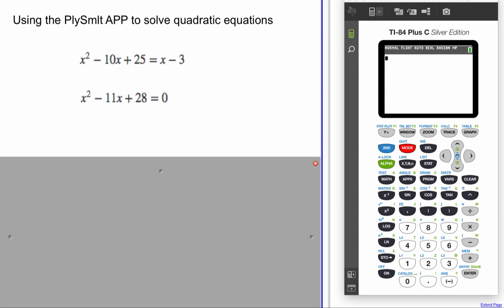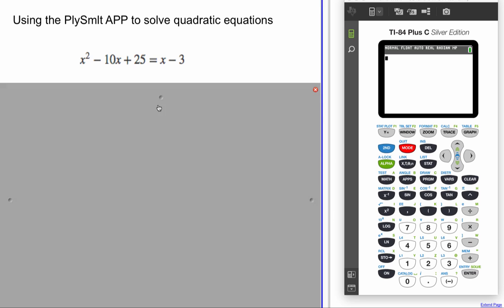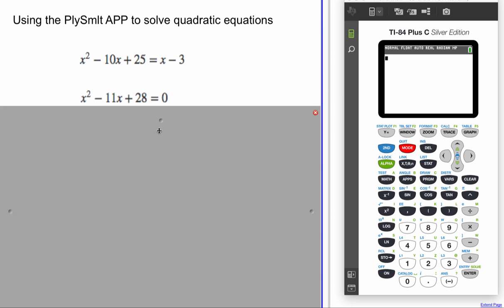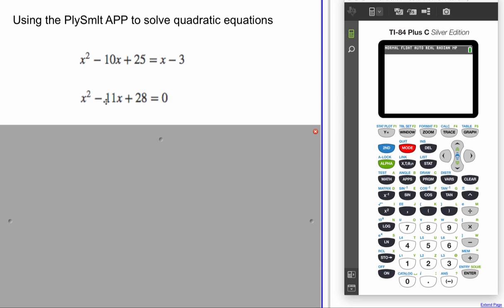Here we use the smlt application to solve quadratic equations. As we see in the first line here, we have a quadratic equation. The highest power here is 2. However, the first thing we need to do is rearrange it so that the right hand side is equal to 0. So let's remove an x from both sides and add 3 to both sides. So we end up with x squared subtract 11x plus 25 equals 0.